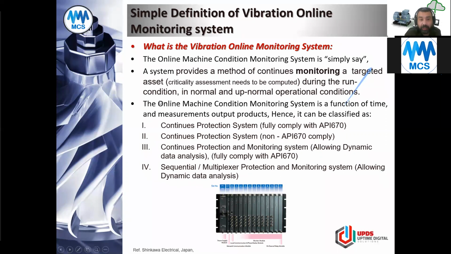The online machine condition monitoring system is a function of time. When we say it is a function of time, this is a game changer. Why? Because it lets you classify condition monitoring or online monitoring systems into categories. The first one is the continuous protection system, which fully complies with API 670. It is a protection system that relies on static values, and you have some kind of relay. Then you need to take action when you reach certain threshold values.